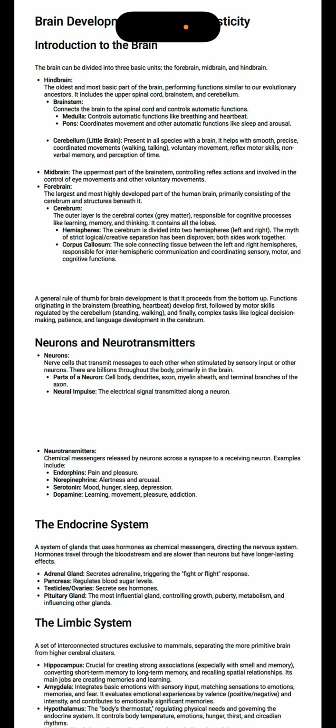Neurons and neurotransmitters. Neurons, nerve cells that transmit messages to each other when stimulated by sensory input or other neurons. There are billions throughout the body, primarily in the brain. Parts of a neuron: cell body, dendrites, axon, myelin sheath, and terminal branches of the axon. Neural impulse, the electrical signal transmitted along a neuron.